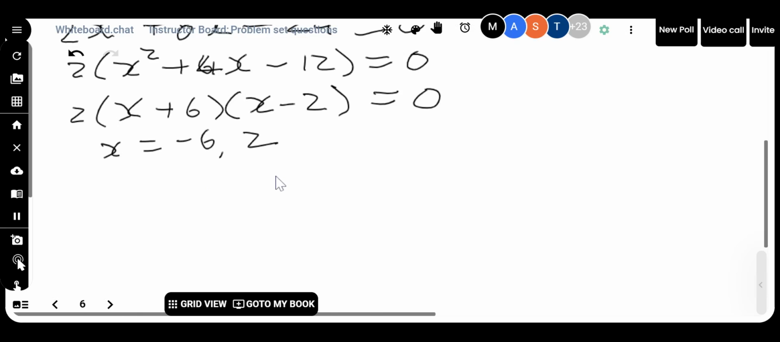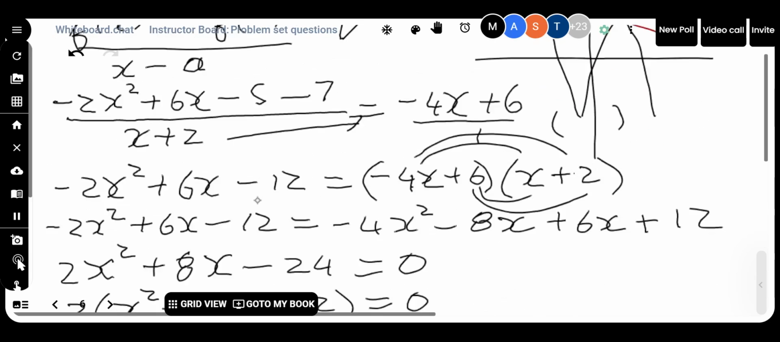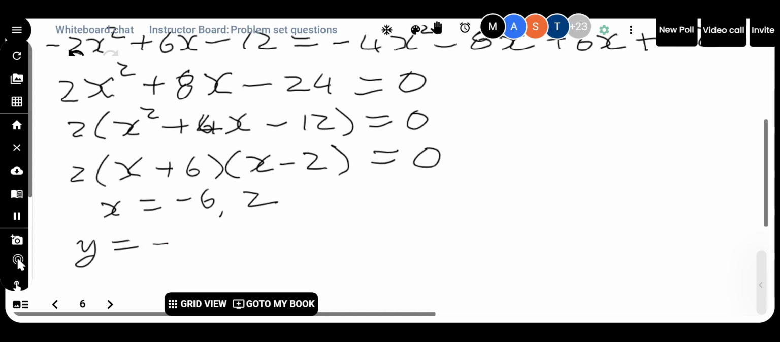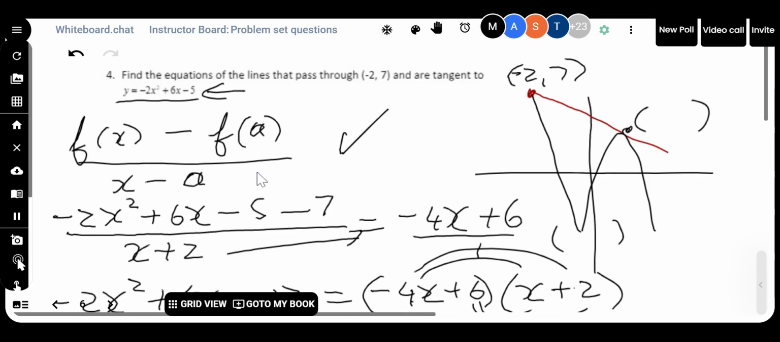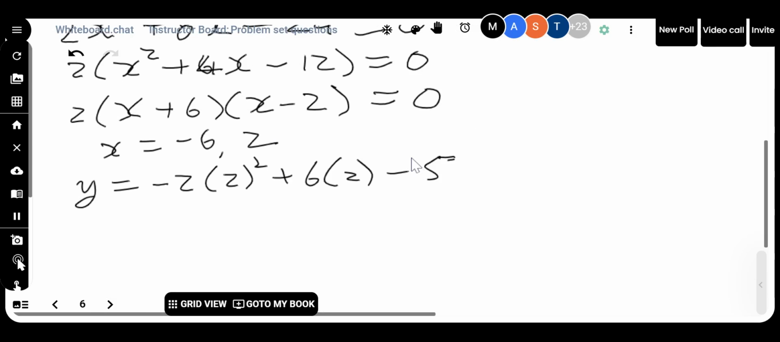I'm just going to do one of them. Y equals, I'll do the one with the 2. So that's a nice positive number to work with. So it's minus 2x squared plus 6x minus 5. So minus 2 times 2 squared plus 6 times 2 minus 5. All right, let me just double check that. Minus 2 plus 6 minus 5. Okay, right. So that gives us minus 8 plus 12 minus 5.